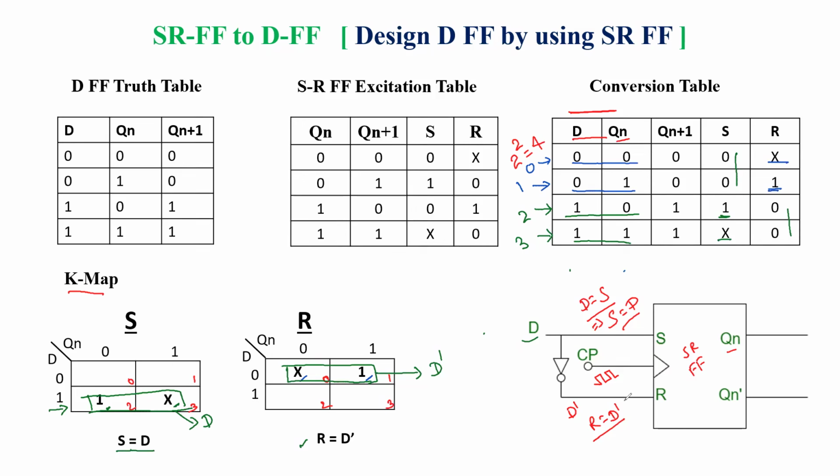And the important thing here is how to write the truth table. For whichever flip-flop we are going to design, we write the truth table. From there we design the excitation table, and finally the conversion table, followed by the K-map. We obtain the Boolean function, and that Boolean function we have to implement with the help of logic gates and flip-flop.